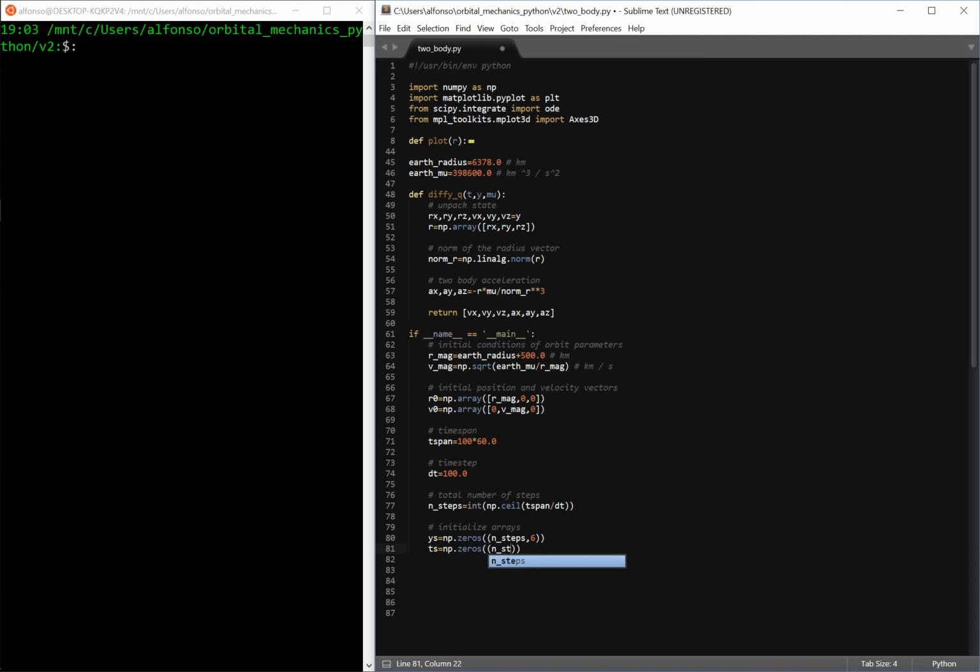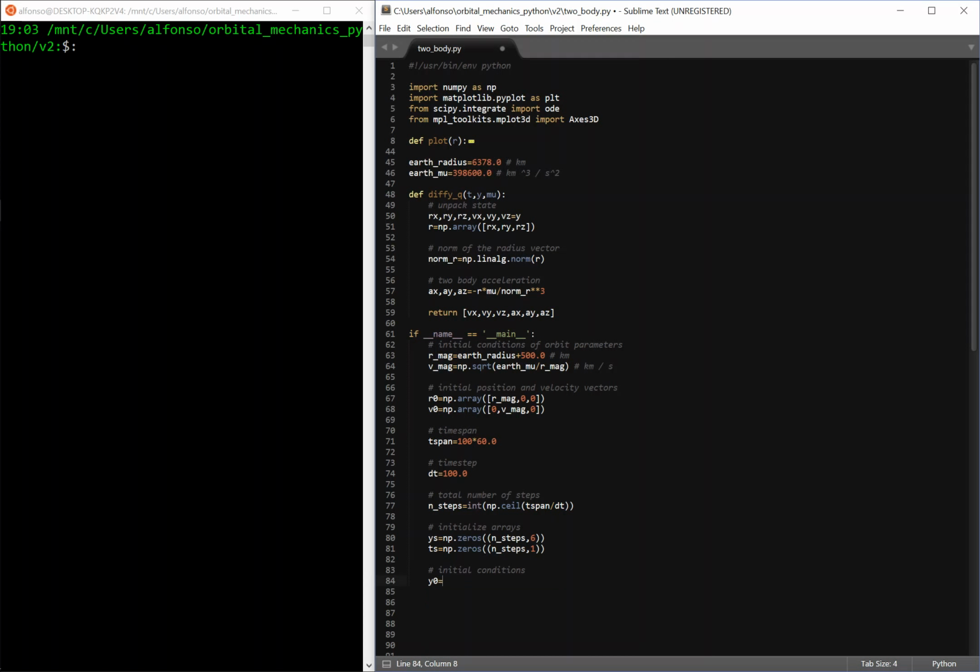And the reason that one is 6 is because you have 6 states, which is your position and your velocity, where each one has an x, y, and z direction. So that's why that's 6. And this is going to be more clear when I actually, in a second, just go ahead and implement everything.